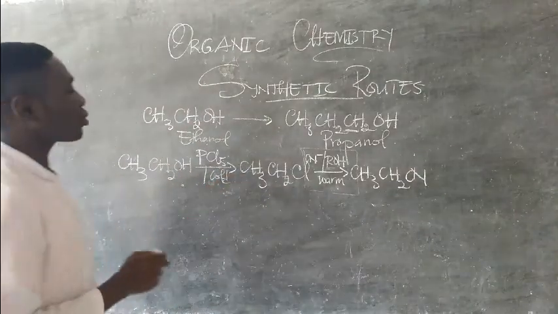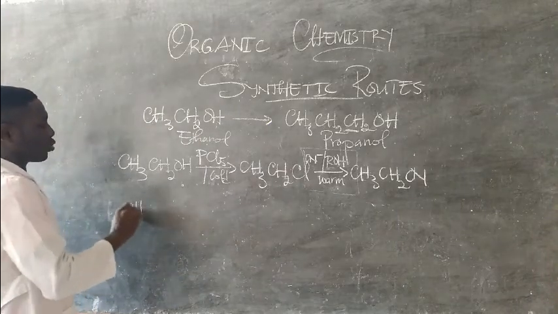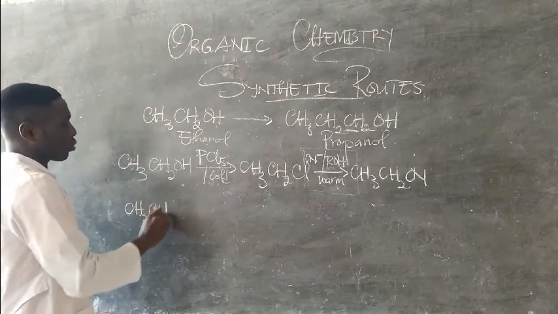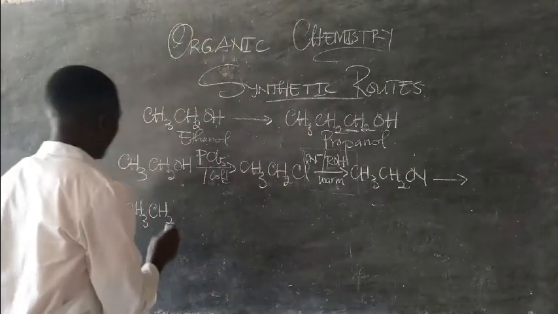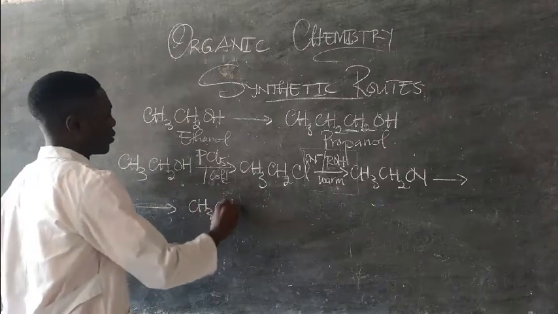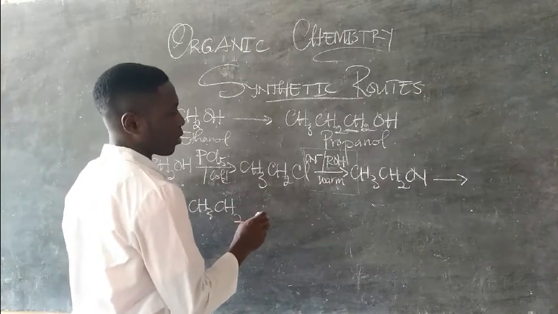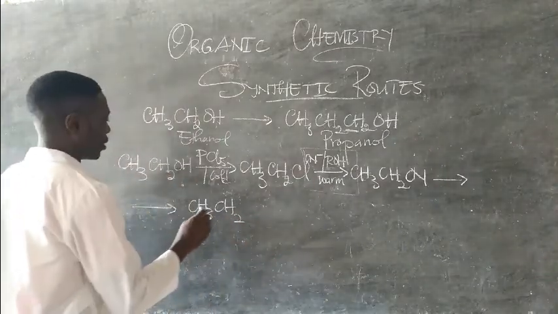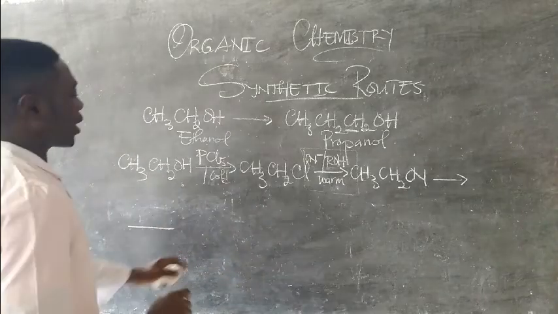Okay, then after you do that, permit me to come below due to the space. I'm going to have CH3, CH2. So from here I can move on to CH3, CH2, or I'm going to do this. Sorry. Now from there I can move on to get to my alcohol.